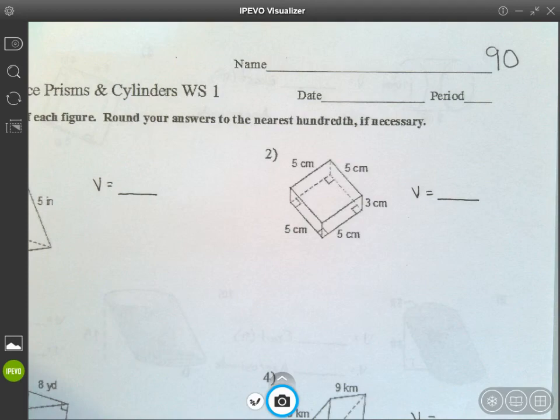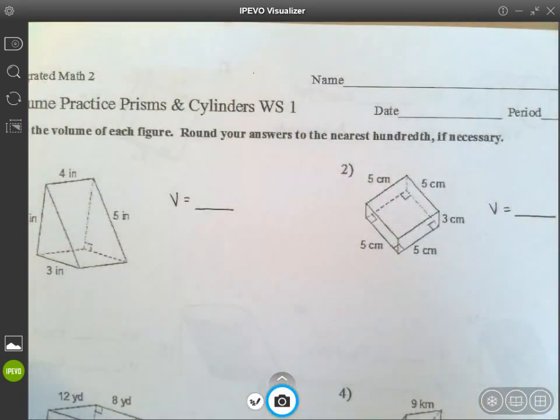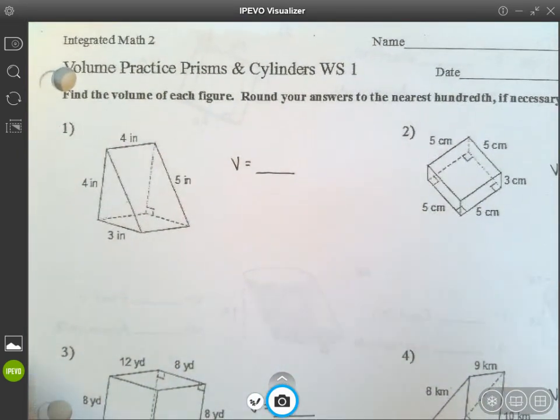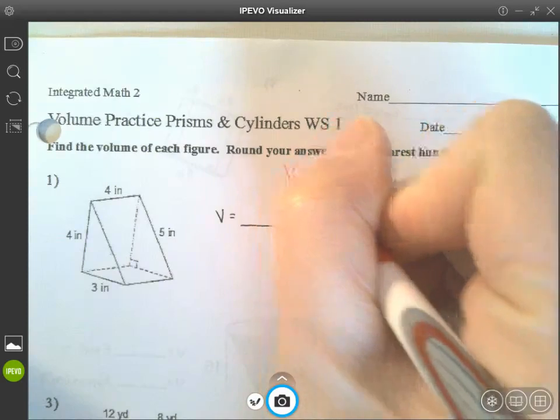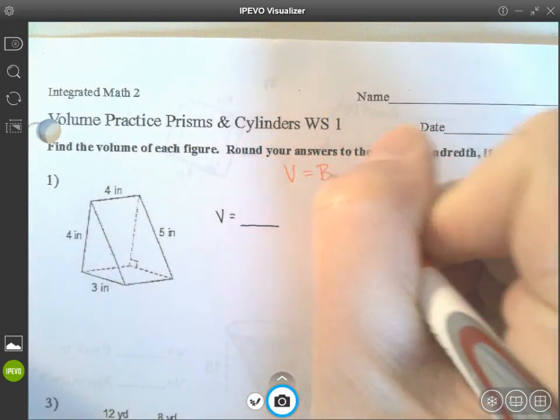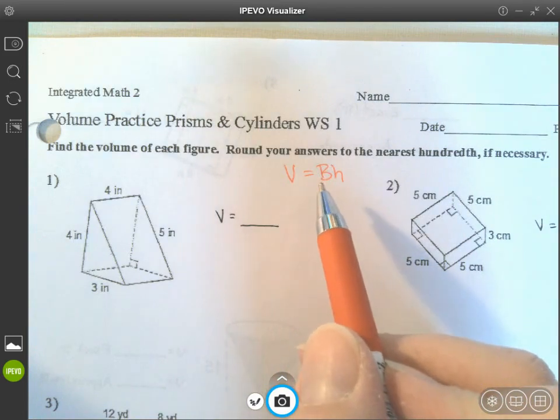All right, we're looking at worksheet 90 in your packet, and we're doing volume, prisms and cylinders. We have it all mixed up now, so some of them will be easier than others. What you need to remember is that the volume of a cylinder is always the base times height. Remember, that capital B is the area of the base.